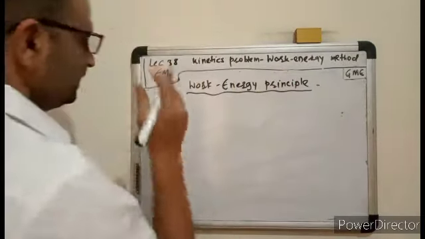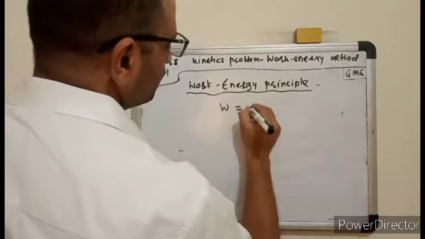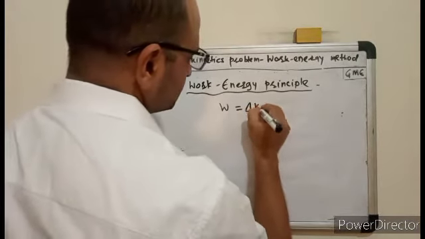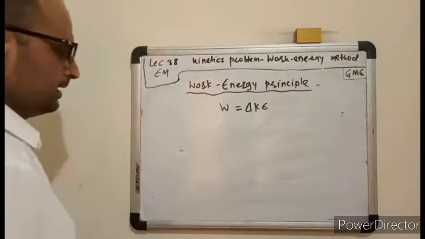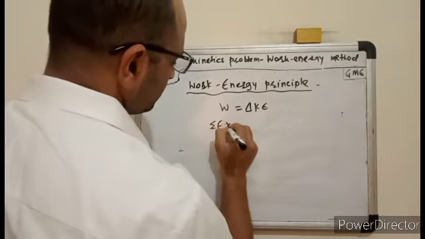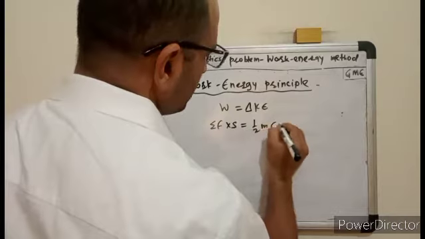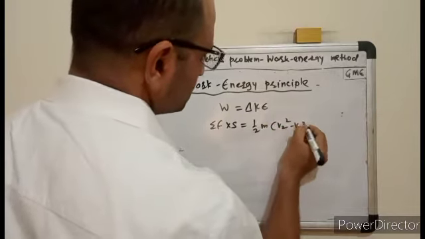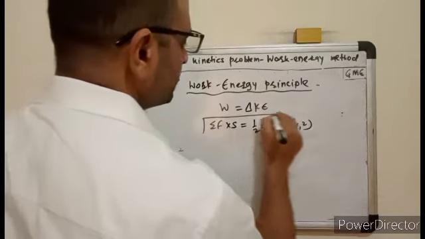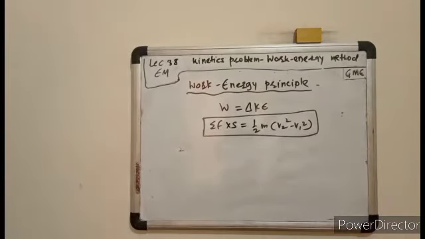This principle states that the work done on a body is equal to the change in its kinetic energy. We have seen that work is the summation of the external forces times the displacement, and the change in kinetic energy is half m (v2 squared minus v1 squared). This is the work energy principle.